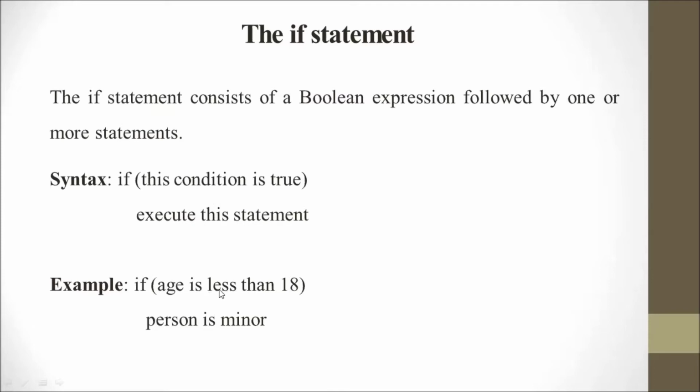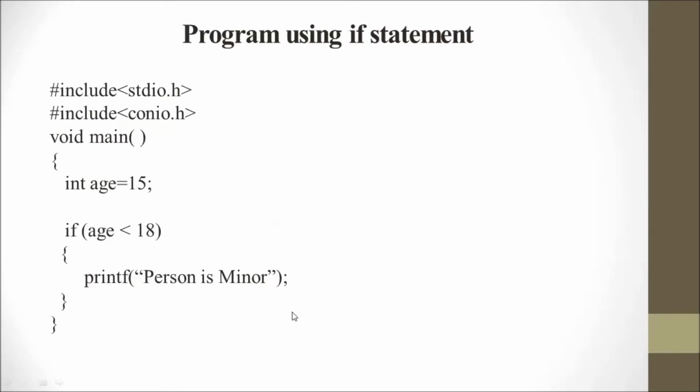Here is a small example of the if statement. If age is less than 18, the person is a minor. So this is a small program of the if statement. Here these are the header files, and this is the main function. Here we assign 15 to age, where age is an integer type variable. So we compare if 15 is less than 18. This condition is true, so the message will print: person is minor. So this statement will be executed.